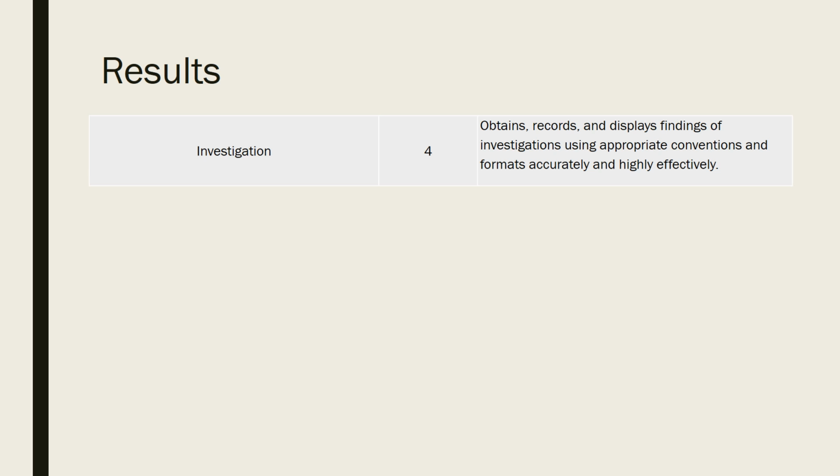The next section of your report is your results section. Unlike the other sciences, no method section is included in the report. Investigation 4 is the performance standard against which your results section is assessed. So have your findings been recorded using an appropriate convention, i.e. the correct graph type, and have they been displayed accurately and highly effectively?